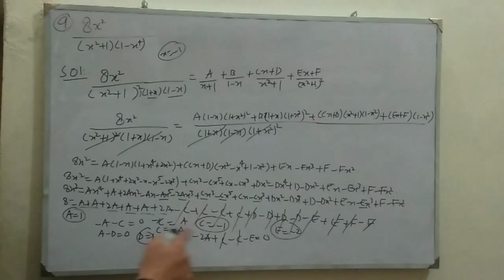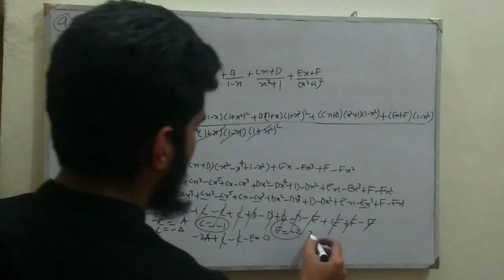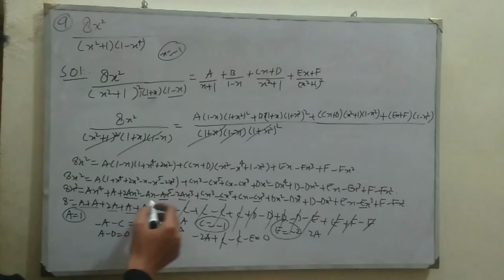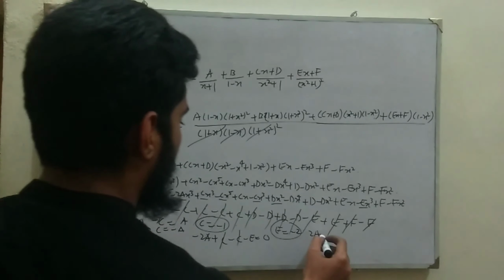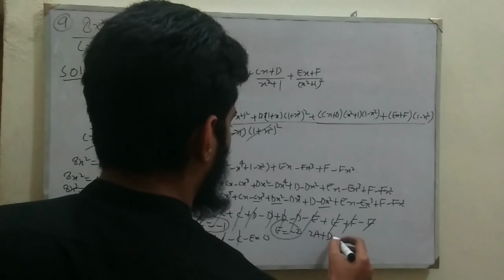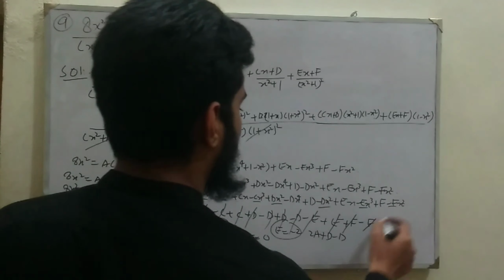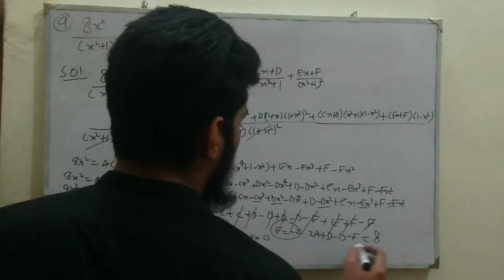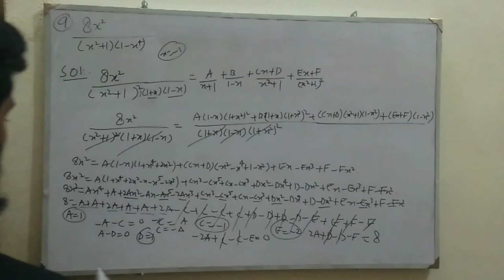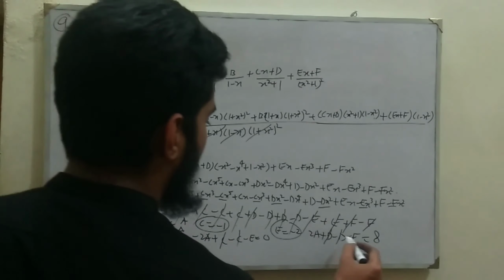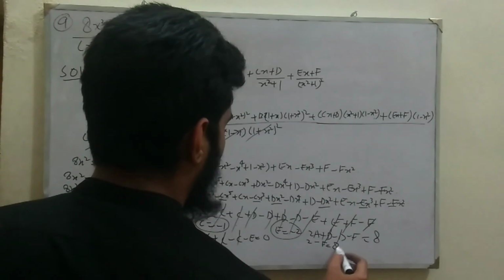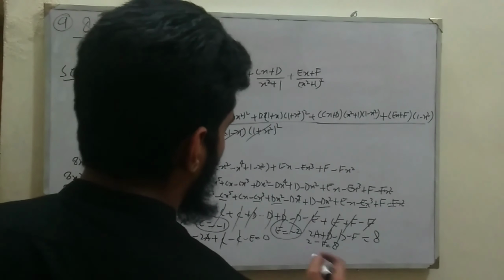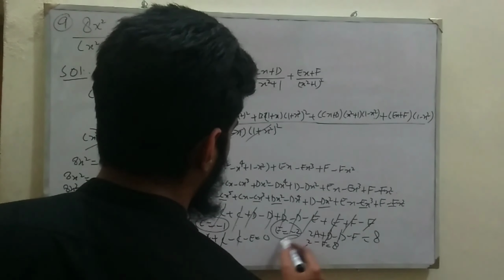Now we are left with b. Now comparing the coefficient of x square on both sides. On this side the coefficient of x square is 2a, and d, and minus d, and minus f. On the other side the coefficient of x square is 8. So 2 multiply a is 1, so 2 minus f is equal to 8. So 8 minus 2 will be equal to 6, so the value of f is equal to minus 6.